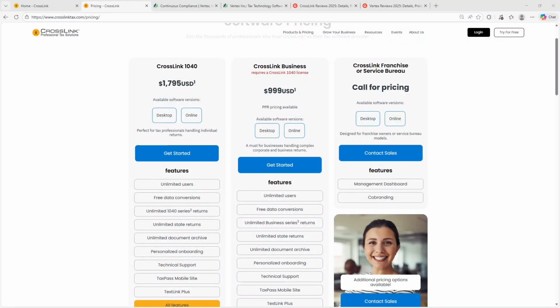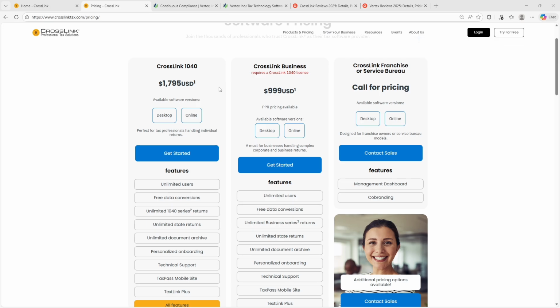Let's start straight with pricing because this is where these two tools immediately separate themselves. CrossLink uses a very transparent, tier-based model that's easy to understand even before you speak to sales. The CrossLink 1040 package is priced at $1,795 US, designed specifically for tax professionals preparing individual returns, and it already includes both desktop and online versions.